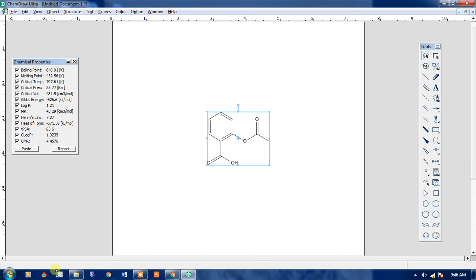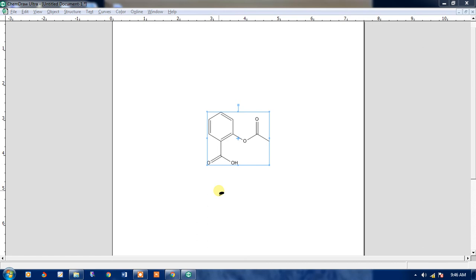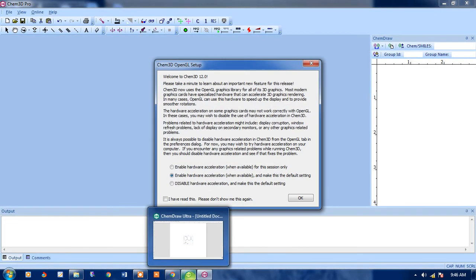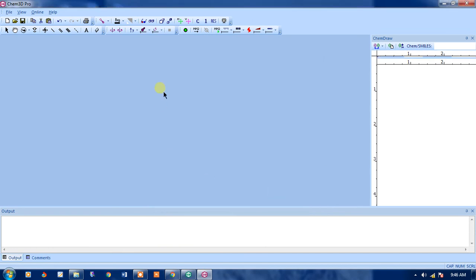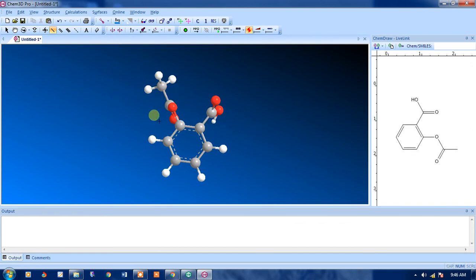Instead of this, we can compute the 3D descriptors also from this structure. We just copy this structure into the ChemDraw Pro file. Okay, and save here. This is the Chem 3D Pro software. From this software we can compute their 3D descriptors.